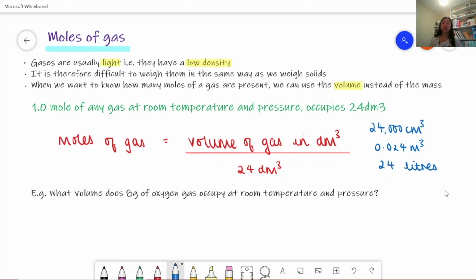So we have that 1 decimeter cubed is equal to 1 litre. And so, for example, we're going to work out the volume that 8 grams of oxygen gas will occupy at room temperature and pressure. The general rule that we have here, we have to remember, is that this is at room temperature and pressure. Those are the only conditions where 1 mole of any gas will occupy 24 decimeters cubed.